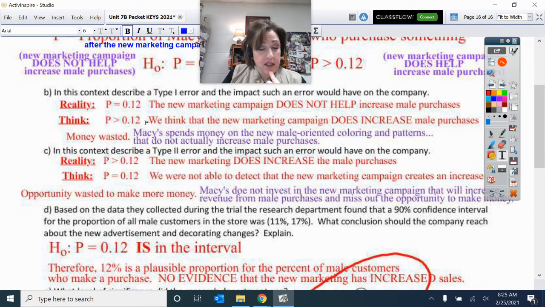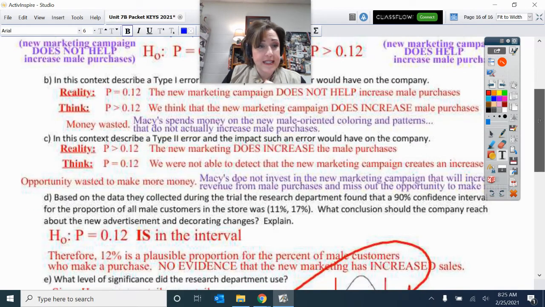So in context, the reality is type 1 error. If the null is really true, the reality is the proportion stayed the same, so the marketing campaign does not help, but we get a sample that makes us think the marketing campaign does increase sales. So what happens as a consequence? It asks, what's an impact? Well, they definitely waste their money, because Macy's is going to spend money on the new male-oriented coloring and patterns that do not actually increase male purchases.